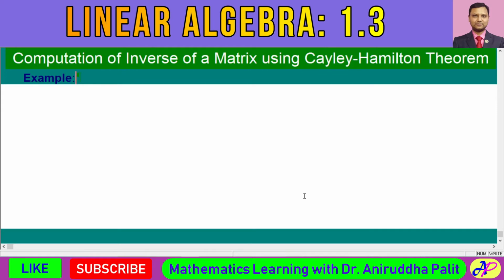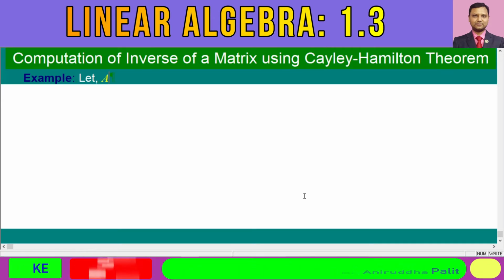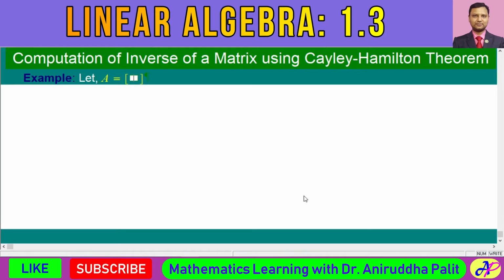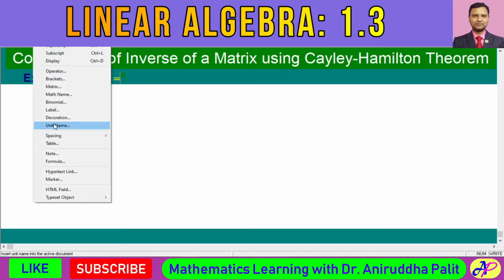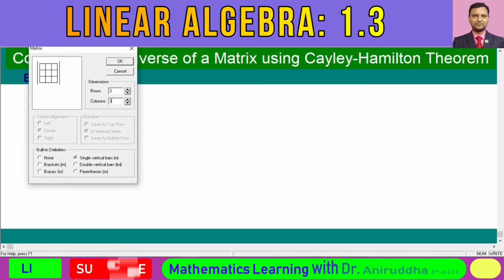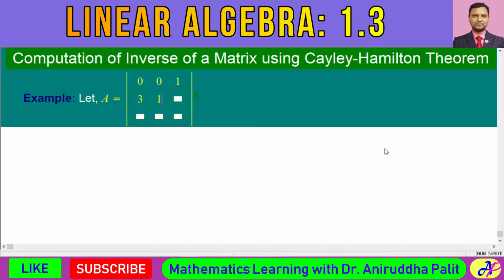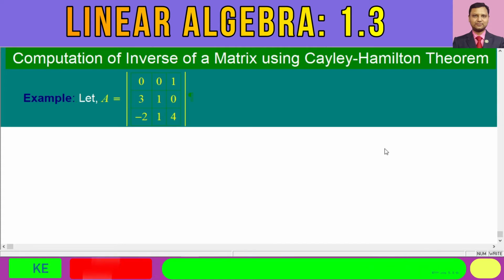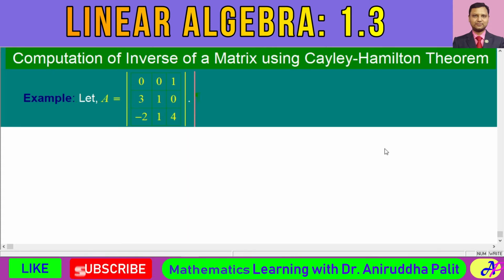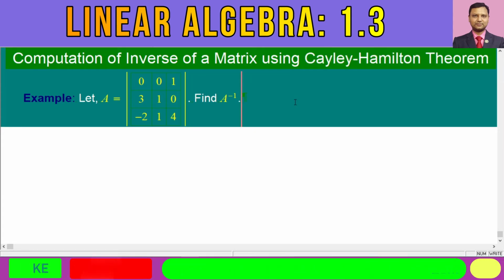Let's consider the example that capital A is equal to this kind of 3 by 3 matrix. Let's consider 0, 0, 1, then 3, 1, 0, then minus 2, 1, 4. Now what we need to do is find the inverse of capital A, find A inverse. We shall use this Cayley-Hamilton theorem in order to find the inverse of this matrix capital A.